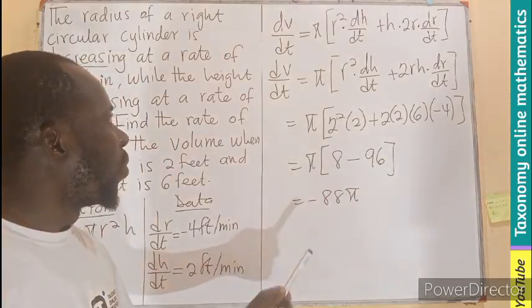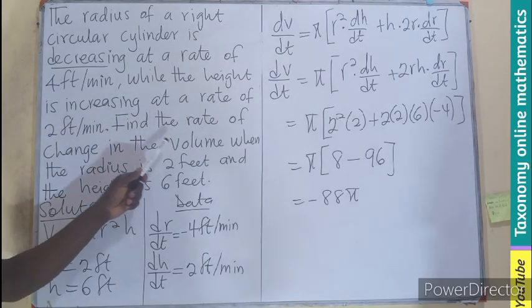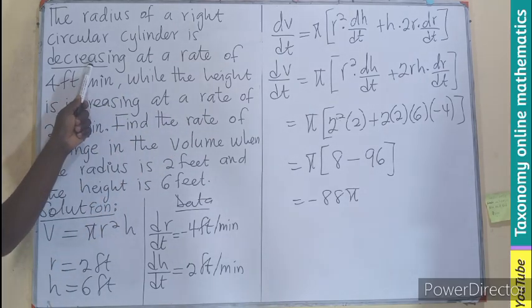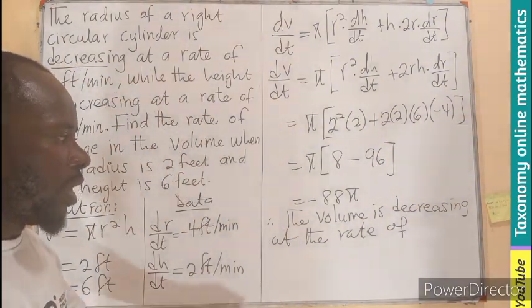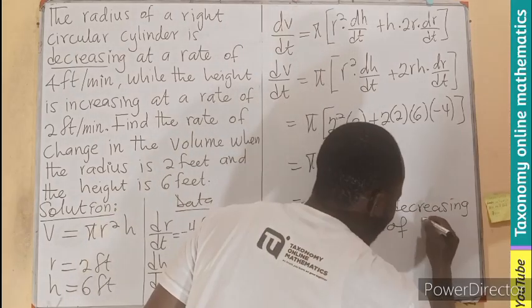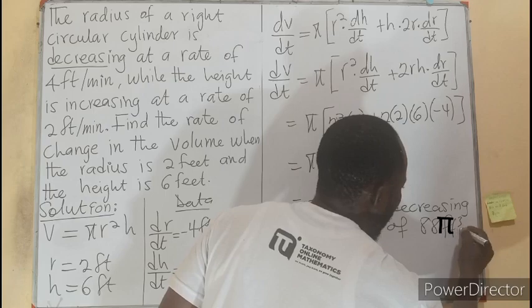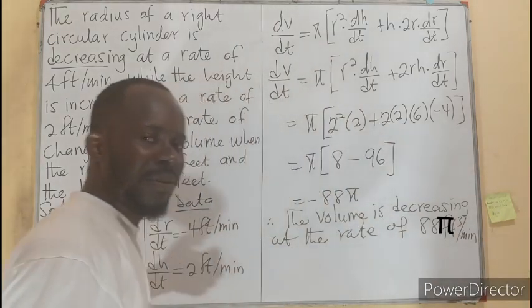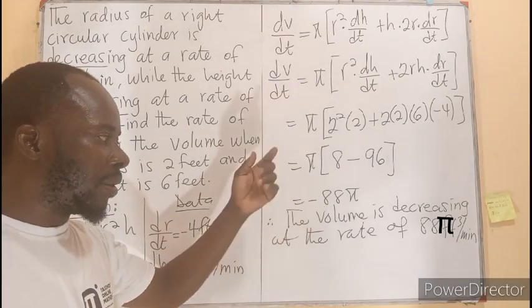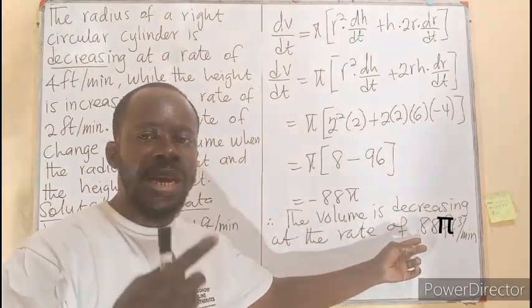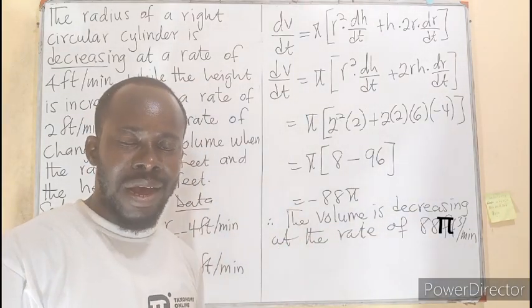The negative is only telling us that the rate of change of volume is not increasing, but decreasing. So we can conclude that the volume is decreasing at the rate of 88 pi. We are saying volume, right? So feet cubed per minute. We are dealing with volume. The negative is only giving us the signal that it is not an increase in the volume, but rather a decrease. I'm sure this is also understood.